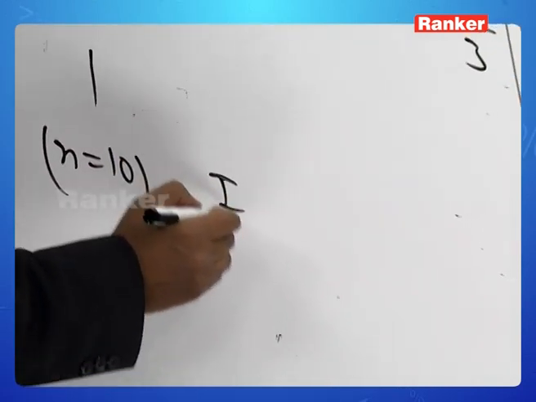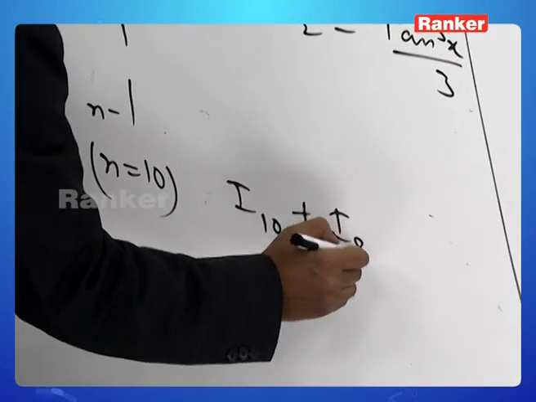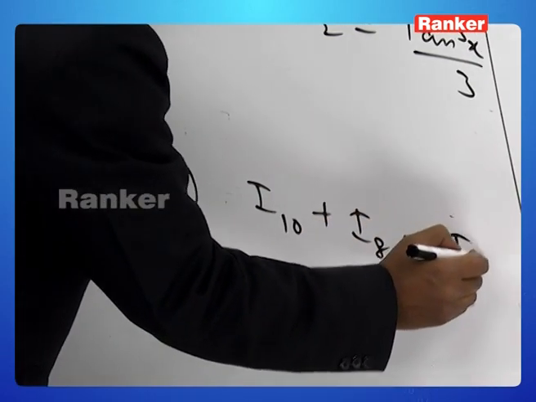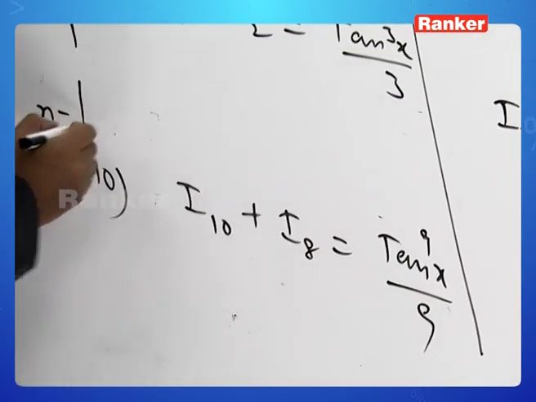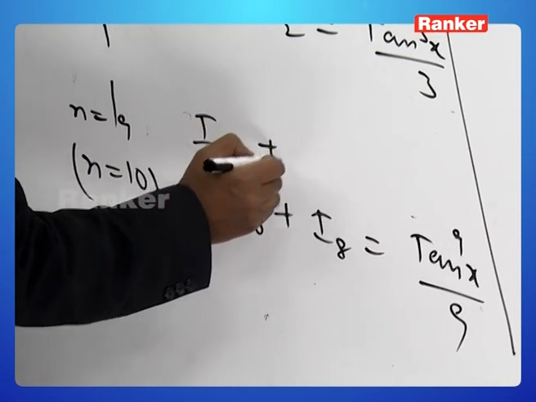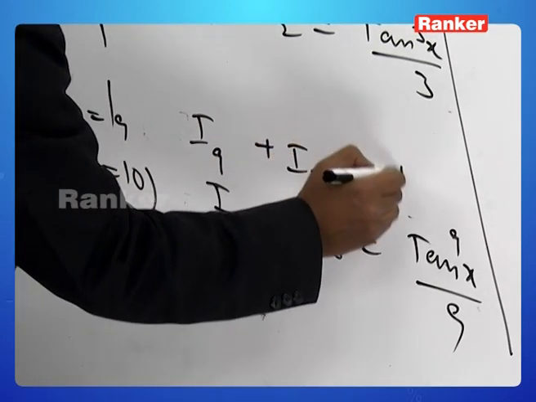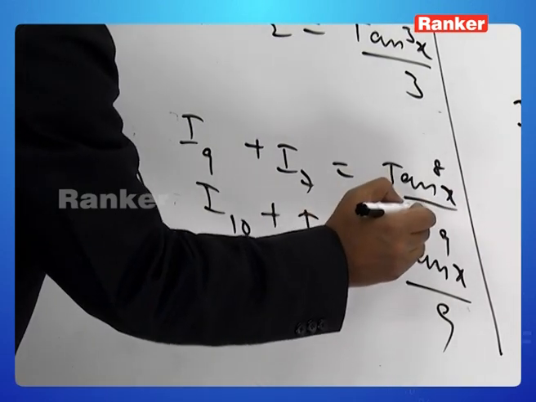Then we get I10 plus I8 is equal to tan x power 9 by 9. What about the previous term? We get I9 plus I7 is equal to tan x power 8 by 8.